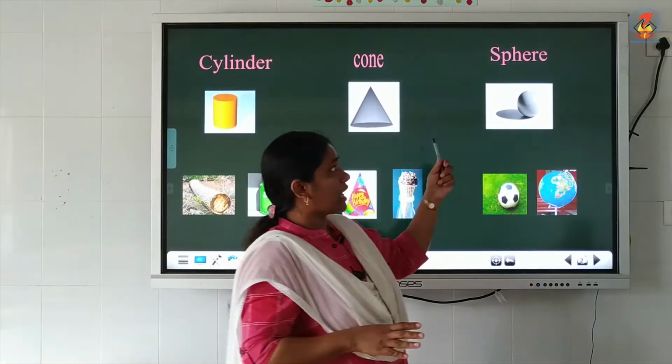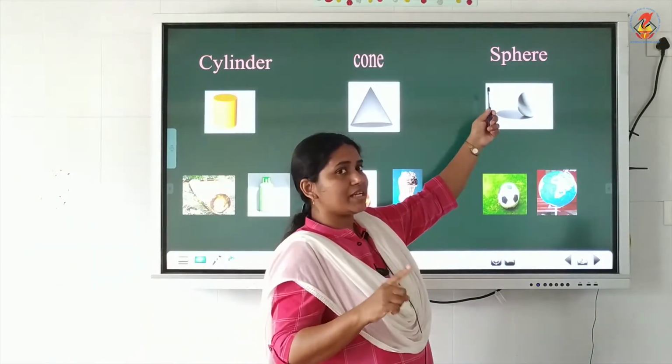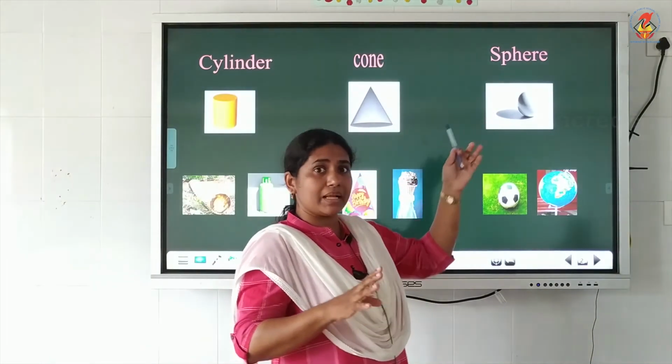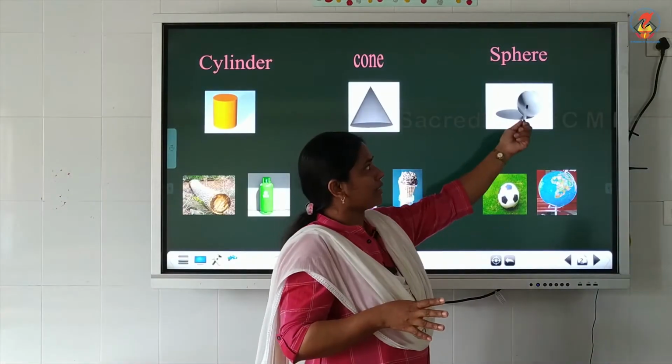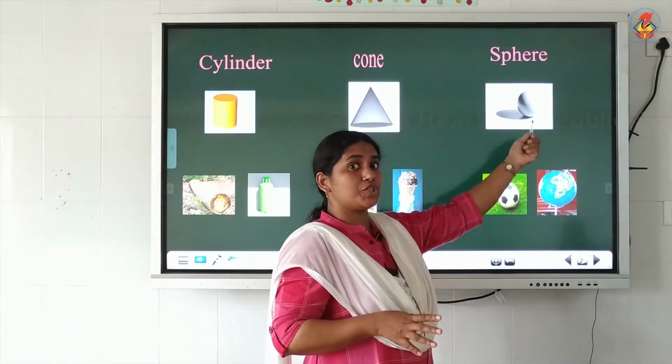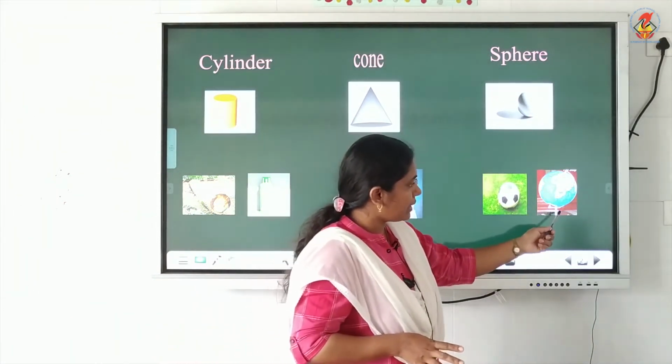In 2D shapes we say circle, but here in 3D shapes it is sphere. Sphere means another thing, not the circle. It's a filled thing. It's a 3D solid shape. So the ball is an example, and another example is given here.